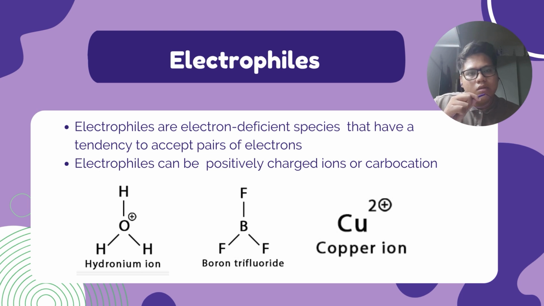As you can see, the three structures below are examples of electrophiles. The first one is hydronium ion, the second one is boron trifluoride, and the third one is copper ion. All of the examples have a deficiency of electrons in their valence shell. Therefore, in a bonding reaction, they will receive electrons to bond with other molecules.